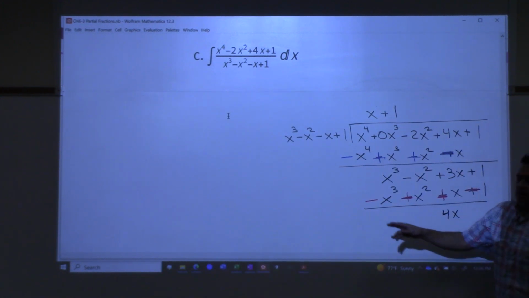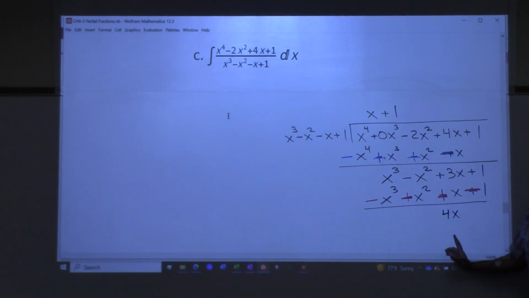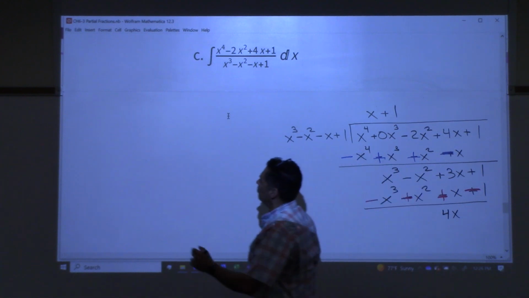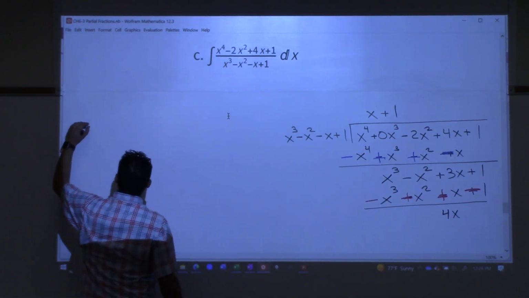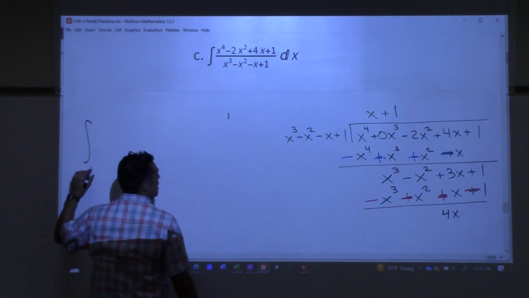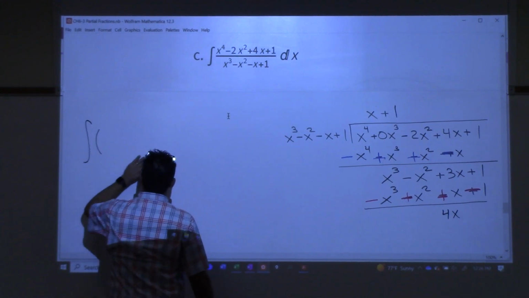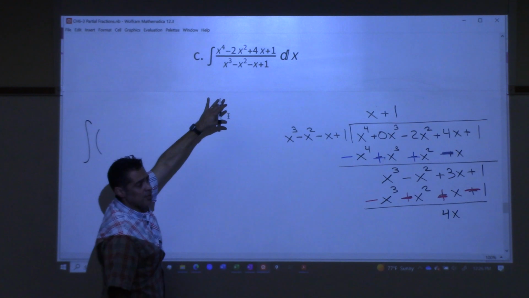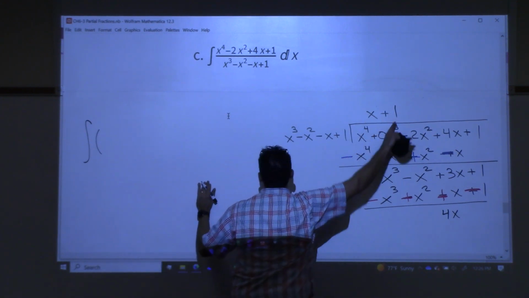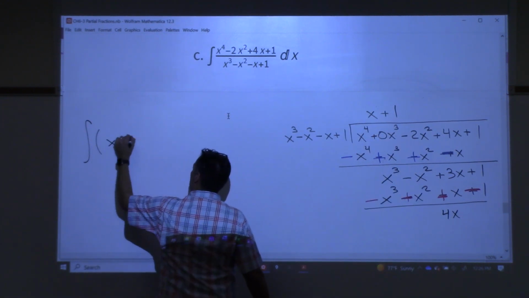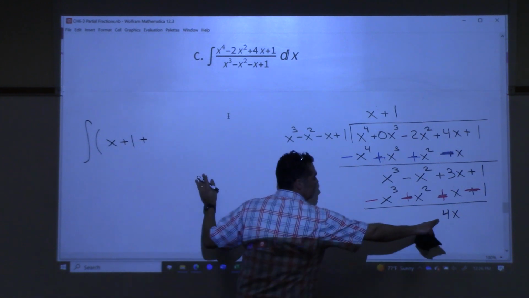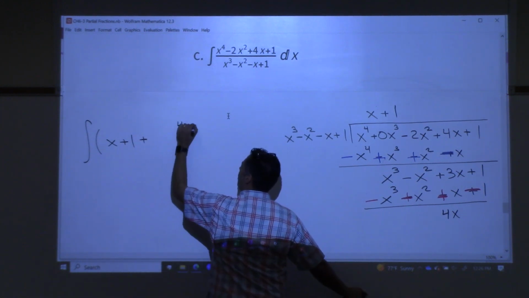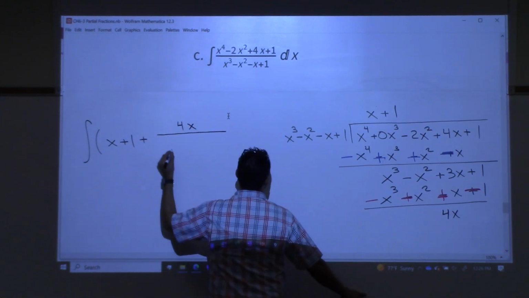Now we do it again. Can x cubed go into 4x? No, so that's our remainder. So here's where we are. Why can't x cubed go in? Well, it can't go in without using a fraction. That's what I was saying. All right, so now all that right there is going to turn into the x plus 1 plus the remainder over the divisor, right?